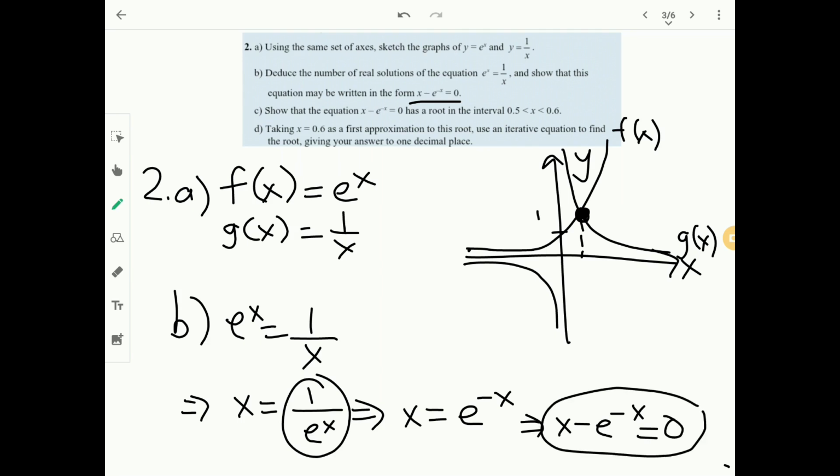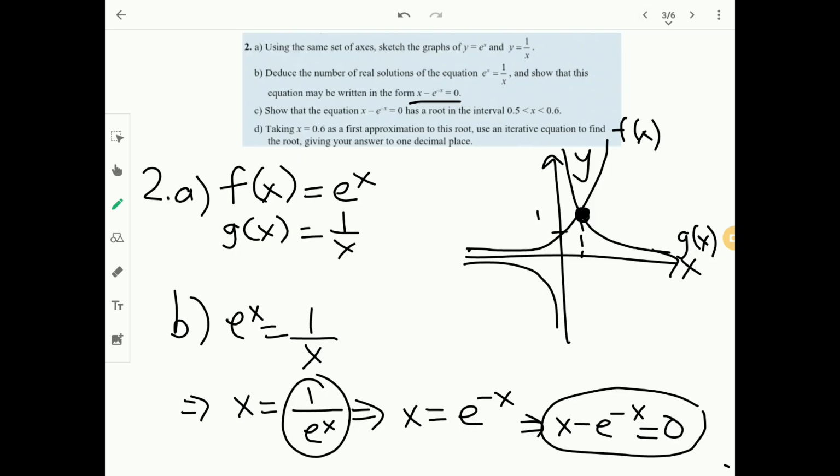And wait a second, this is looking extremely familiar. It's the same one from activity 1. But we shouldn't say that it's the same question. It's a different question, so let's resolve it. Now this time we have to show that it has a root between 0.5 and 0.6.